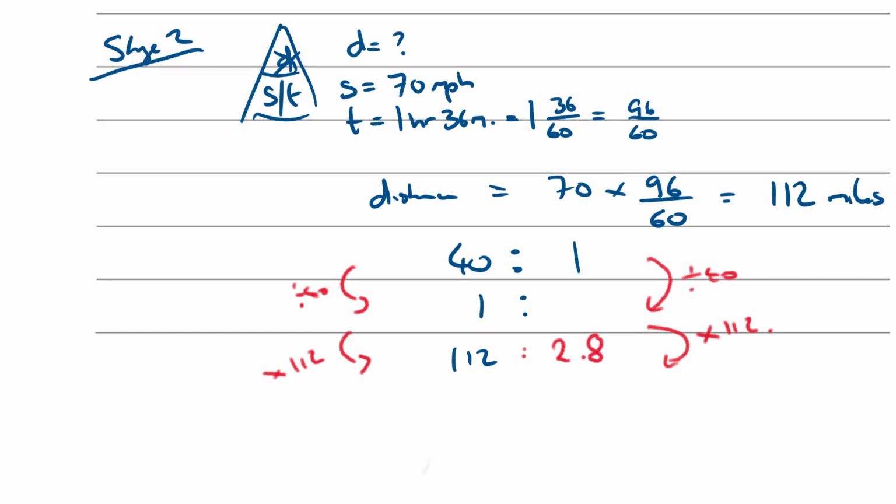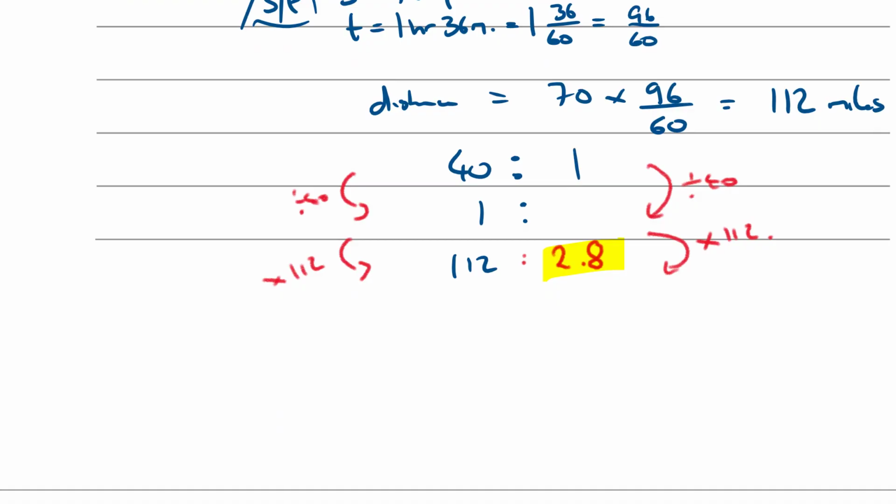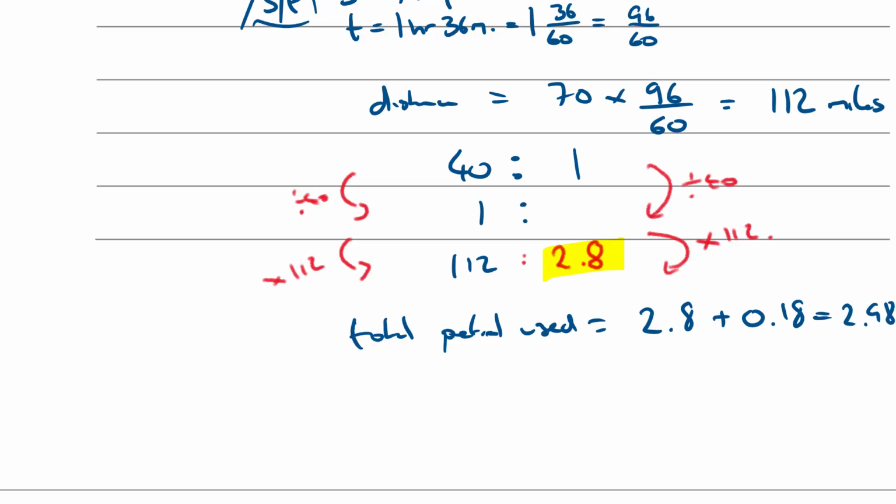Okay, so that means we used 0.18 gallons of fuel in stage 1, and we used 2.8 gallons in stage 2. So total petrol used equals 2.8 plus 0.18, which is 2.98. He has used less than 3 gallons.